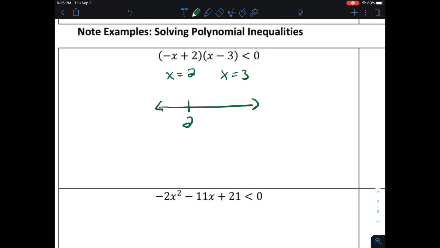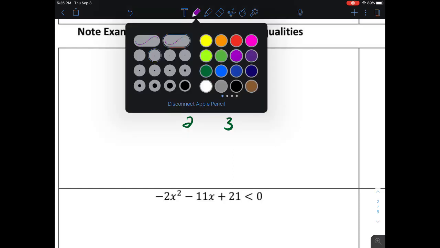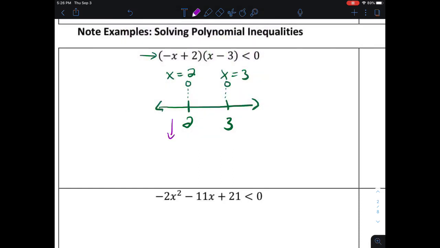I'm going to put those two zeros on a number line here. Now I know that those numbers 2 and 3 actually make that left-hand side equal 0. And when it comes to writing my answer, I'm going to have to exclude those numbers because I want to be less than. So I'm going to pick out numbers in between or around 2 and 3 and see what kind of sign it gives me on that left-hand side. Let's start testing to the left side of 2.